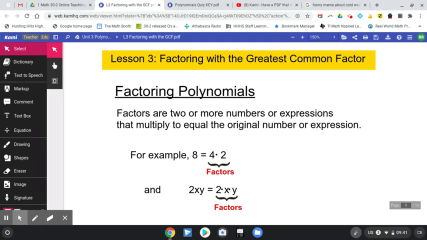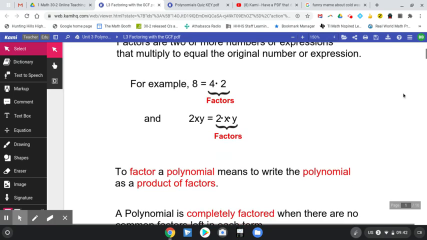All right, so factoring polynomials. We should be in our notes booklet on lesson 3 and taking notes as we go along. So factors are 2 or more numbers or expressions that multiply to equal the original number or expression. For example, 8 is equal to 4 times 2. So 4 times 2 are the factors of 8.